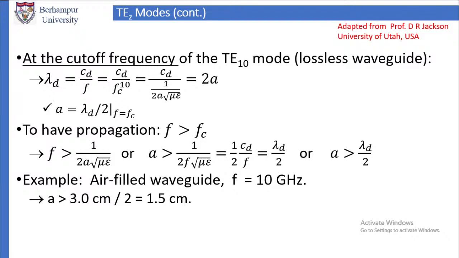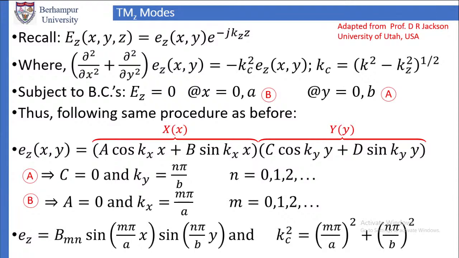For an example, let us consider an air-filled waveguide. Frequency is 10 gigahertz. If frequency is 10 gigahertz, then lambda d is equal to 30 centimeter. So lambda d by 2 is 30 by 2, which is 15 centimeter. So A has to be greater than 1.5 centimeter. If A is equal to 1.5 centimeter, that happens at cutoff frequency.